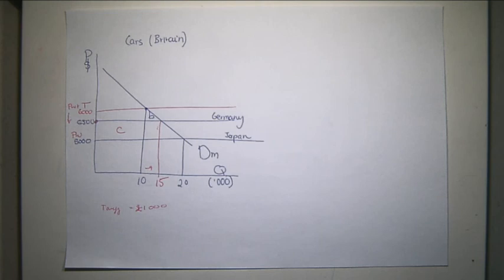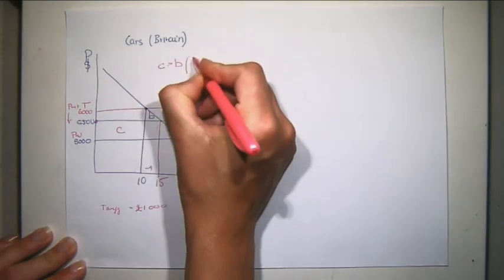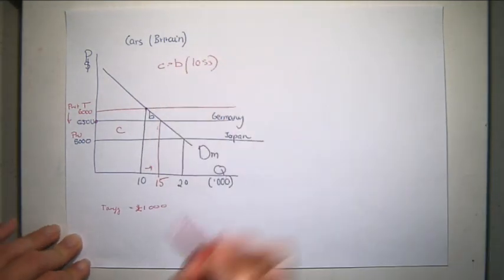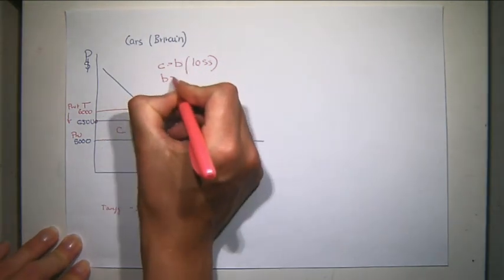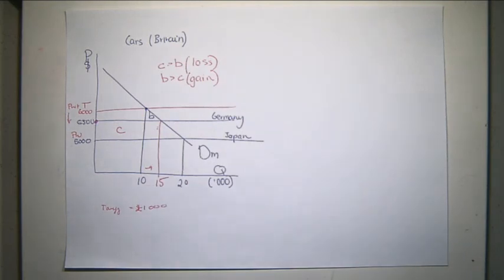Now, what's going to be the net gain or loss to the nation? Well, obviously, if C is greater than B, then we're going to have a net loss. Trade diversion dominates. If B is greater than C, we're going to have a trade gain, or a net gain for the economy. So it really depends on the relative size of these areas.